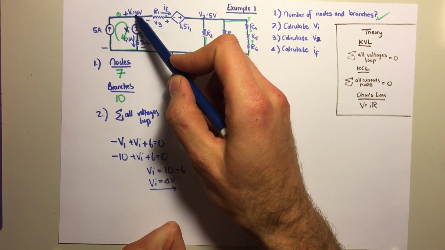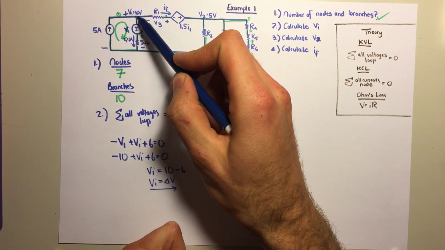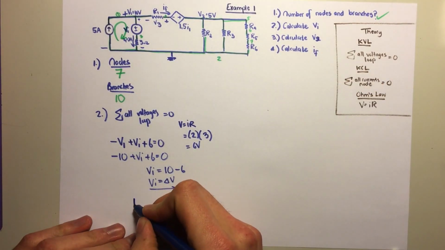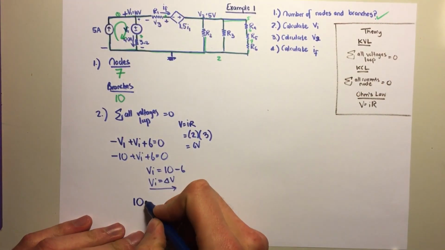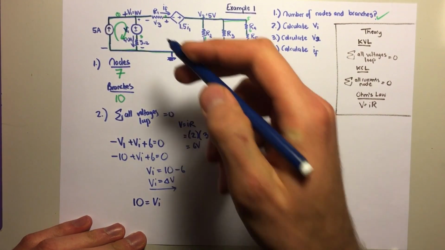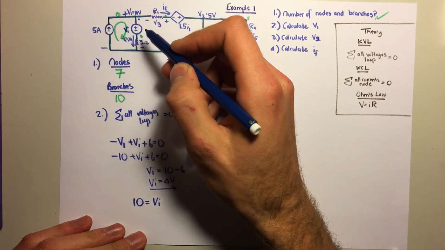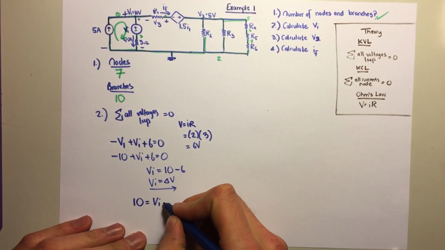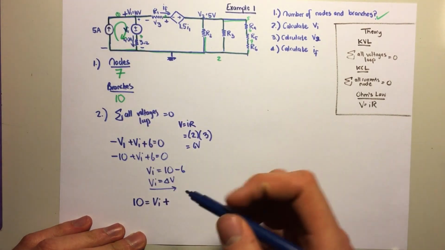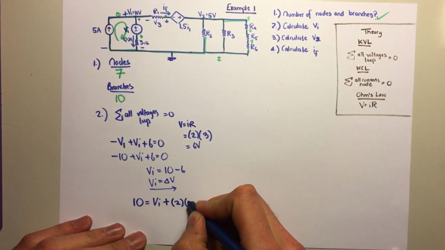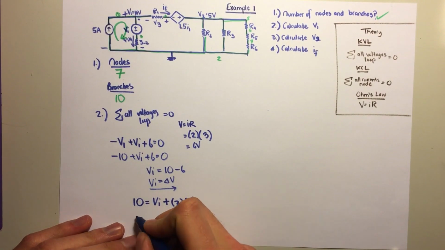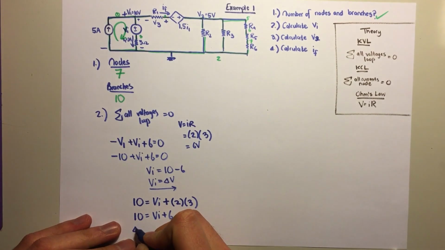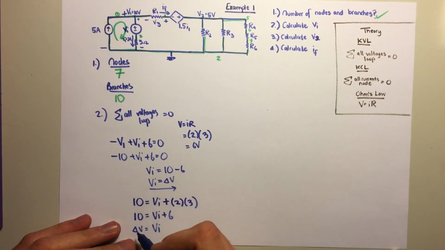So this is 10 volts here, and therefore the voltage from here to there must be 10 volts. So you can say that 10, or V1, is equal to Vi, which is this voltage, plus this voltage, because this is the only voltage from the top there to ground. So Vi plus whatever the voltage there is, which is 2 times 3, 6 volts like we said. So 10 equals Vi plus 6, therefore 4 volts equals Vi. The same answer.